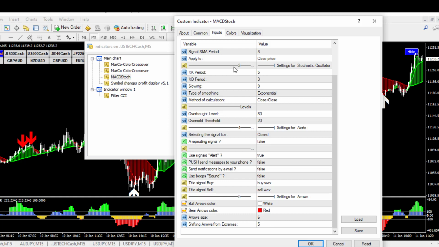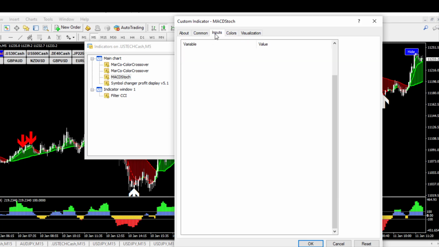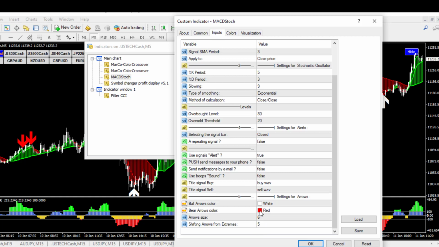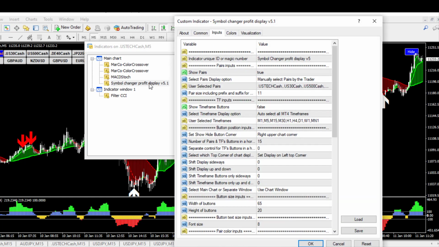If you change the color here and you did not change the color at the other place, it's not going to work. Make sure you do that so that you won't tell me I changed the color but it didn't work. So once you are done, just click OK, and the other indicator is the symbol changer, which I'm not going to explain. If you have been following me before, you know I normally share this indicator. This is just the setting.